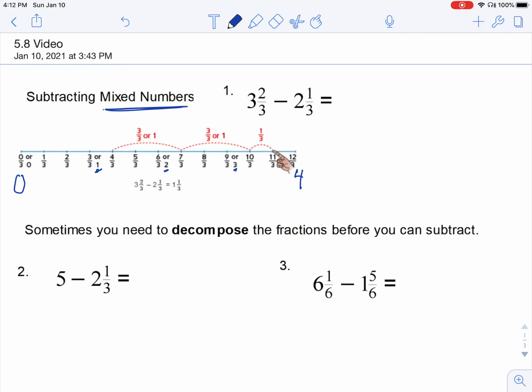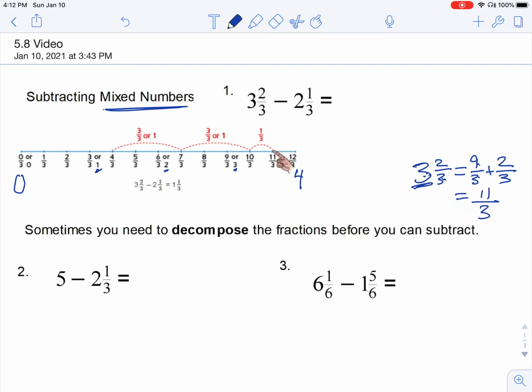This time we're starting at 3 and 2/3, but we know that 3 is the same as 9/3, right? Plus 2 more thirds. So 3 and 2/3 is the same as 11/3. 9 divided by 3 was 3, so that's why we converted that. Or you could also think about just multiplying the denominator by the whole number to give you that numerator there.